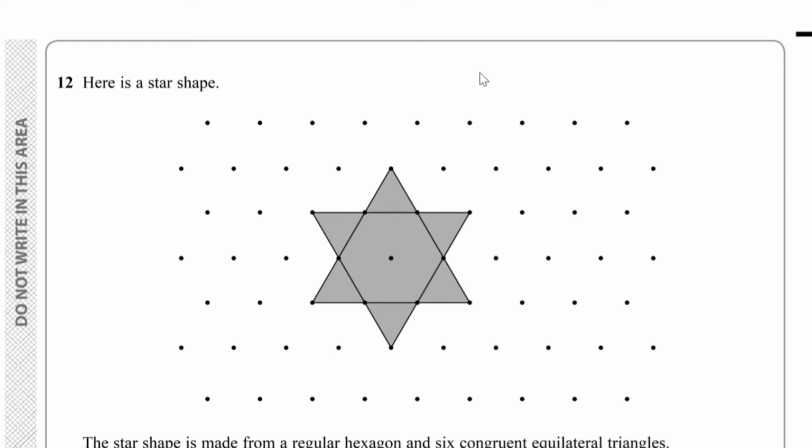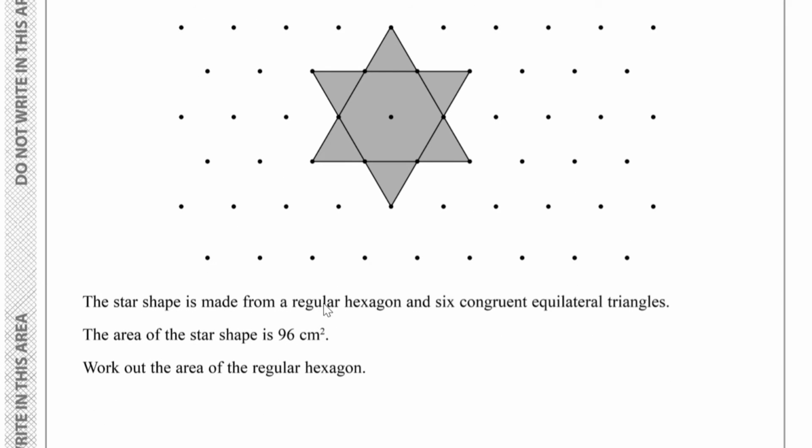Question number 12. Here is a star shape. The star shape is made from a regular hexagon and 6 congruent equilateral triangles, which means that they are the same. The area of the star shape is 96 centimeters squared. We have to work out the area of the hexagon. Well, what we can do is split this shape up further into triangles. Now, I'll demonstrate this in red.